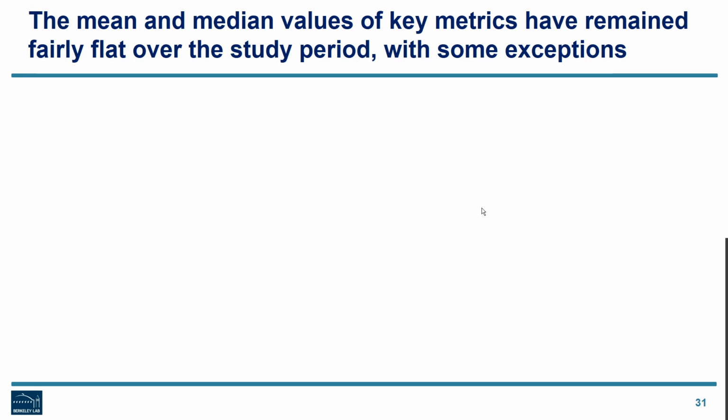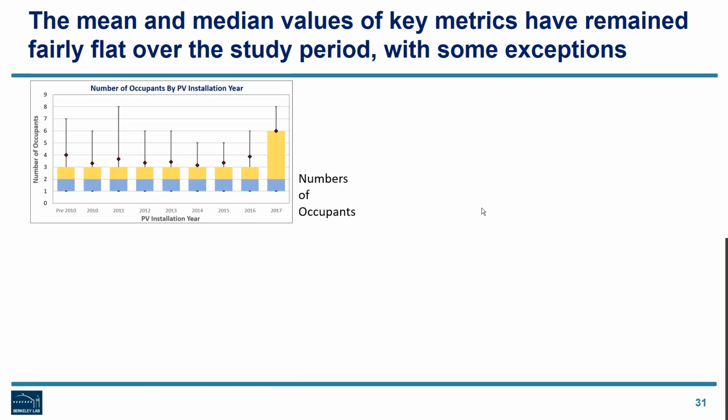How have the key metrics changed over time? I'll be showing that in this slide. They've been fairly flat, actually, with some exceptions. So in this case, we're showing the number of occupants. And just to remind you, the space between the yellow and the blue is the median, and these diamonds are the mean. So in this case, we see the median not changing in terms of numbers of occupants of the property, but we see the mean going up pretty dramatically in 2016 and 2017. This might mean that those particular properties are being unlocked in terms of development, and that's an interesting thing that we'll want to take a look at in the future.